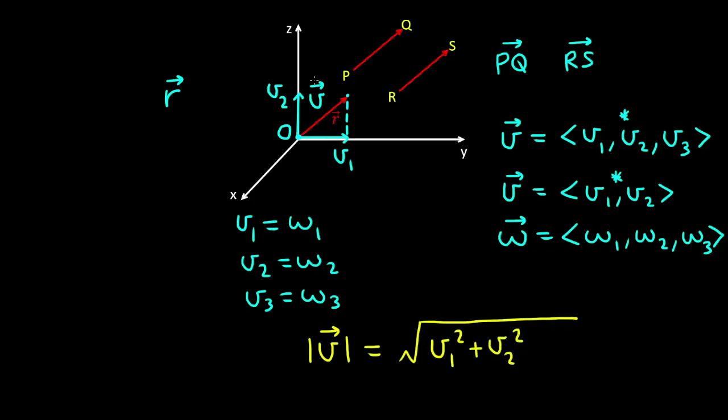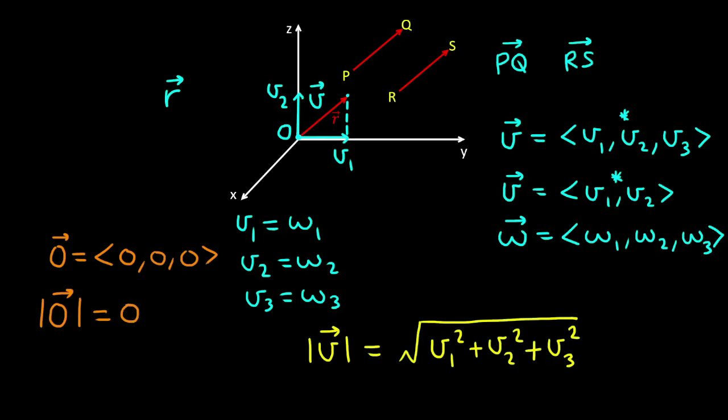And if the vector is specified in 3 space, so it has 3 components, then the magnitude will have an additional component squared. And a special type of vector is the zero vector, which has its components being all 0. So therefore this is the only type of vector that has a magnitude or length of 0. So it has no specified direction.